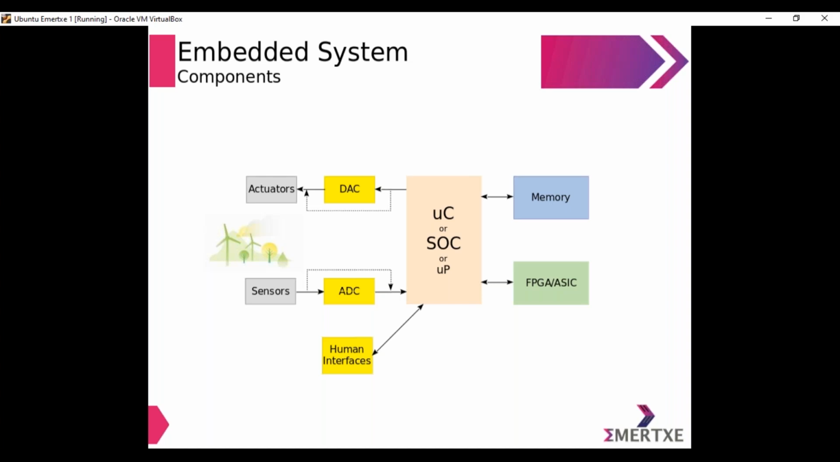So FPGAs or ASICs are something you involve in order to perform a specific task in an embedded system. For one specific functionality, you can consider an FPGA or an ASIC, but it is not compulsory for every embedded system.